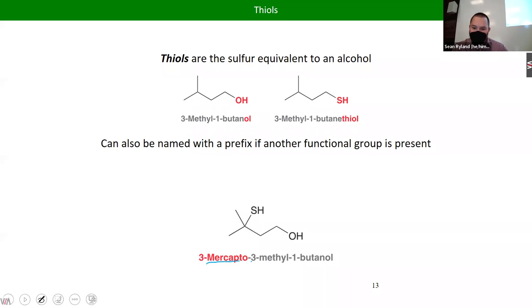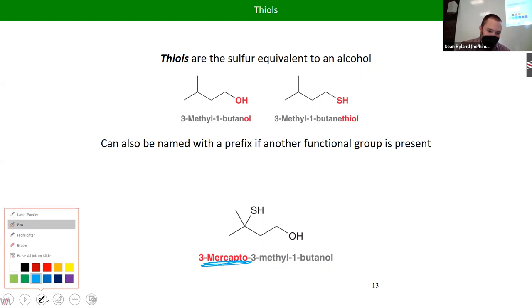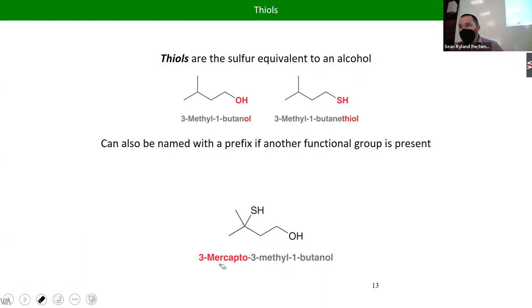And the prefix you use, this is one of those ones where the suffix and the prefix don't really match. You call it mercapto if you're naming a thiol as a prefix. And that actually comes from one of the first sulfur-based organic compounds that was ever made. And actually goes back even further than that.